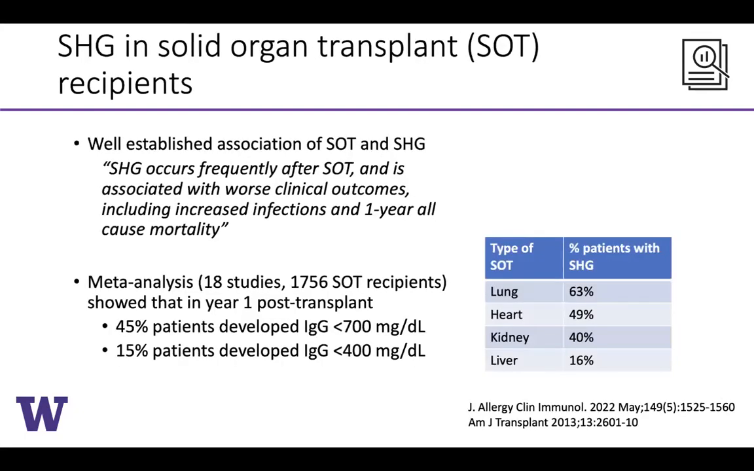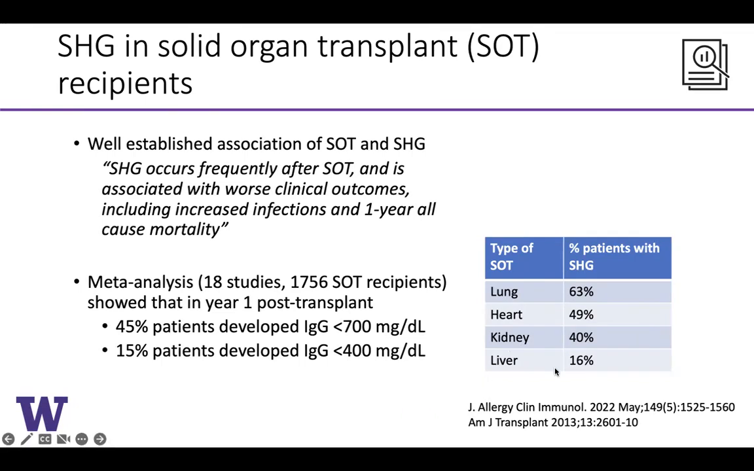Moving on to the next part, which is about secondary hypogammaglobulinemia in solid organ transplant patients, and that is actually much clearer. So the association of secondary hypogammaglobulinemia with solid organ transplant is known. It is known to be associated with worse clinical outcomes, including increased infections, and it's for the most part a problem in the first year. It's also associated with increased 1 year all-cause mortality.